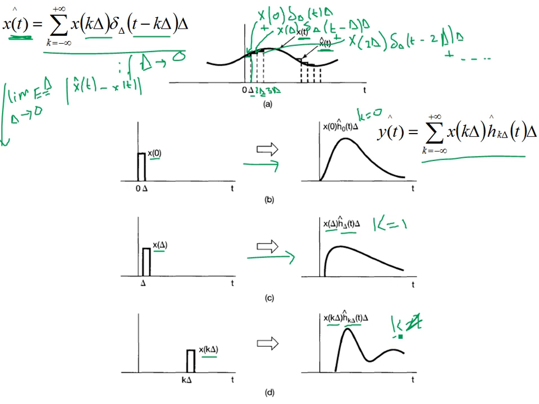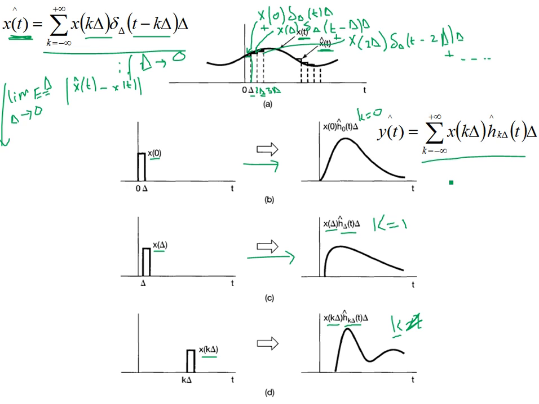Then for any arbitrary k, if this is x of k delta, then the response is also scaled by the same scalar. But the pulse was at k delta, therefore at k delta, the impulse response is given by h hat of k delta t delta. So these are the individual responses towards the pulses having the same finite duration delta, but these pulses are occurring at different instances in time. For example, this pulse occurs at t equal to 0, then this pulse happens at t equal to delta, and then this happens at t equal to k delta. So you have to add them up because the system is linear.